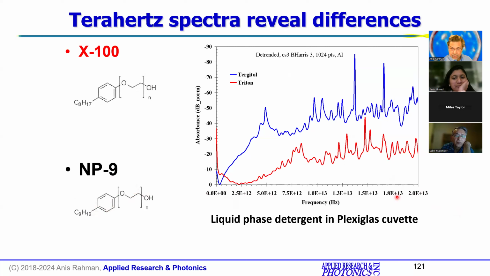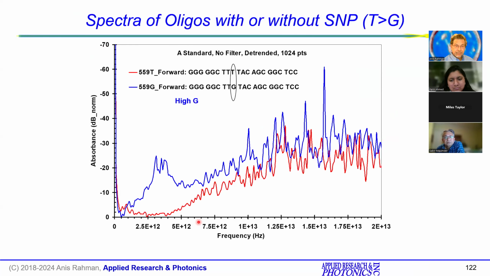You see that in the lower frequency range, there's a strong signal here at around 5 terahertz, and the triton doesn't have that. Triton is a little lighter molecule, therefore it shows a strong peak around 8 or so terahertz in this area. So this could be the signature for identifying these molecules, and we have other examples of getting into that.